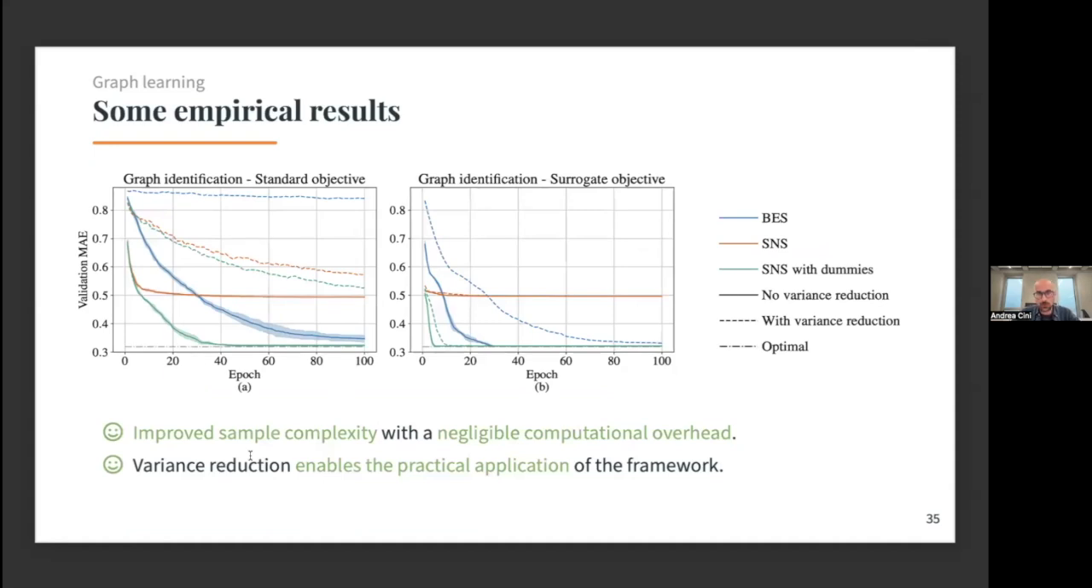If you look at the empirical results, these are results on a synthetic data set where the model is fixed, so we are just trying to learn the graph. On the left side, we are using the standard objective, not the surrogate loss. And the dashed lines are the learning curves when no variance reduction method is used at all. And you see that the sample complexity is very high. So the variance here is very high and you are learning very slowly. And as soon as we use the variance reduction methods that we were talking about, the situation improves by a lot. It makes these approaches usable in practice. And this is even better when we also use the surrogate objective.